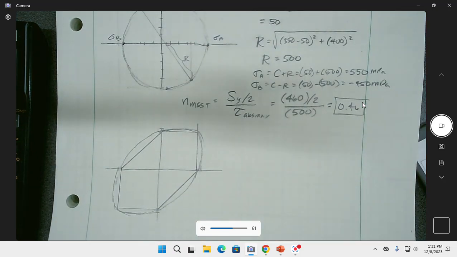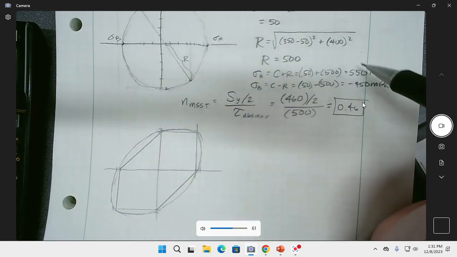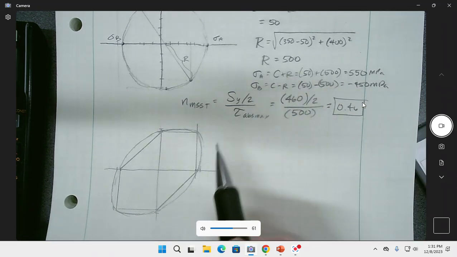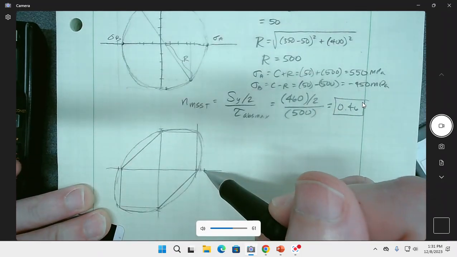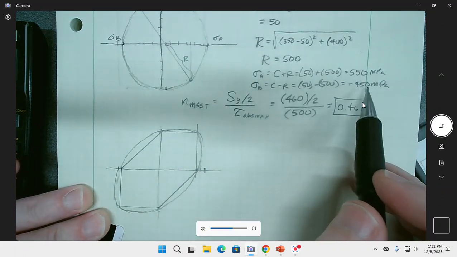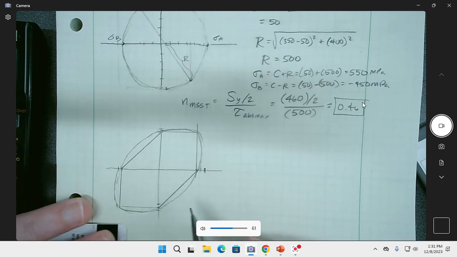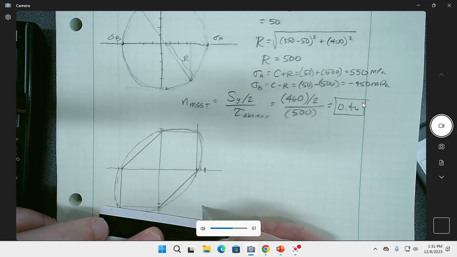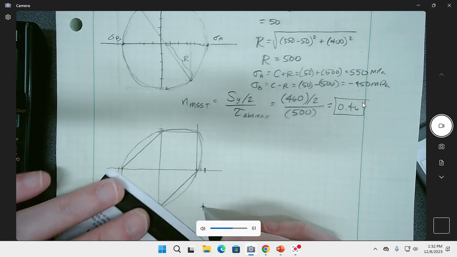Okay, so what are our coordinates? Should be 550 and a negative 450, right? So 550 already, we're outside here. Here's the x. But now we're going to have a negative 450, which is going to be like right in there. So here is about the point that we're dealing with, right in there somewhere. That's our plot point.